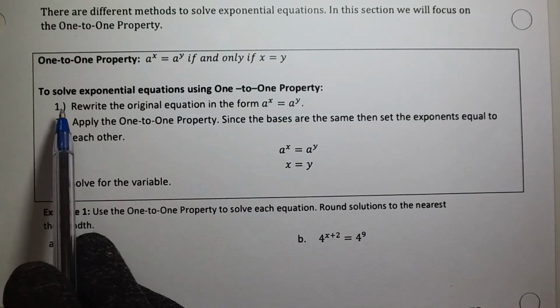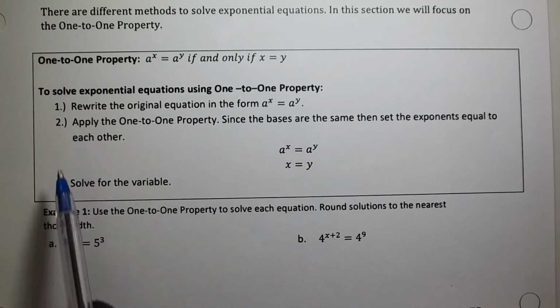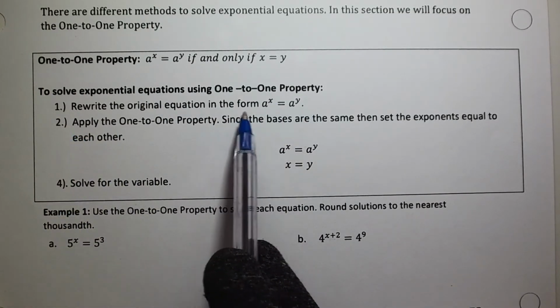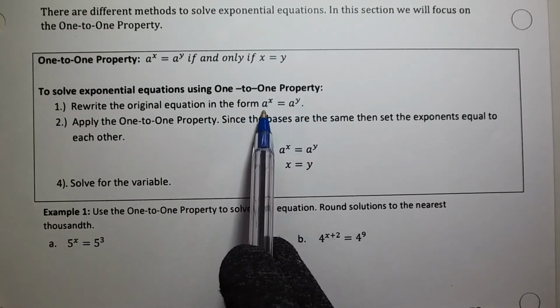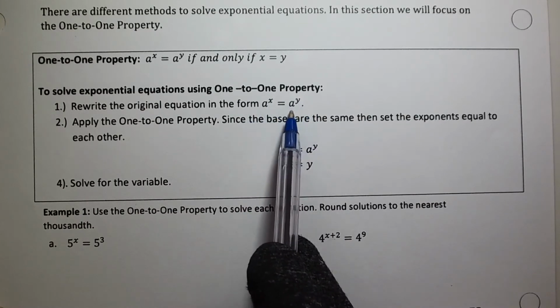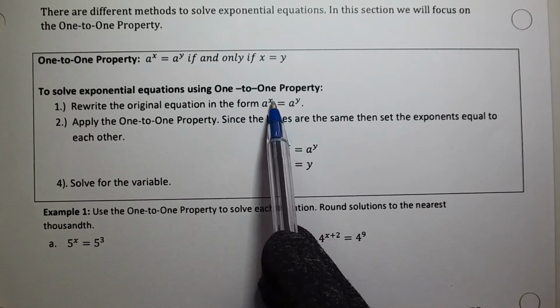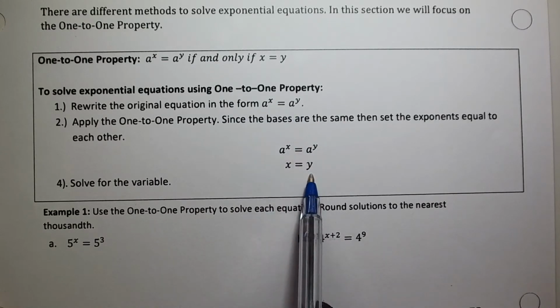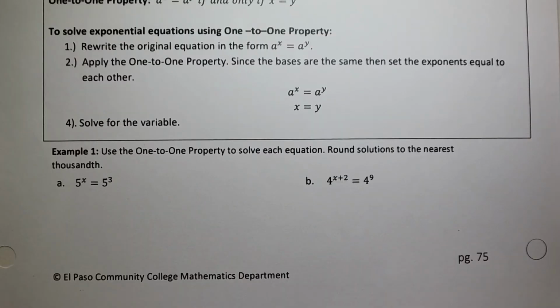To solve an exponential equation using the one-to-one property, we have 3 steps. Step 1, we need to write our equation in this form, an equation where both sides are exponential forms with the same base. Then use the one-to-one property: because bases are the same, exponents are the same. Then you solve this simple equation. Let's solve these two exponential equations.